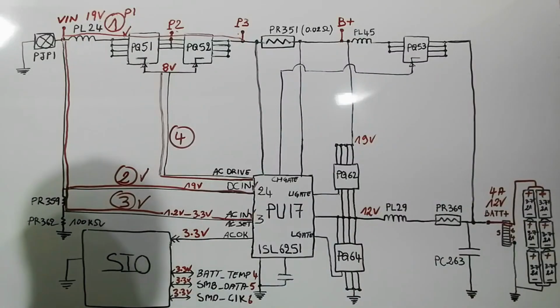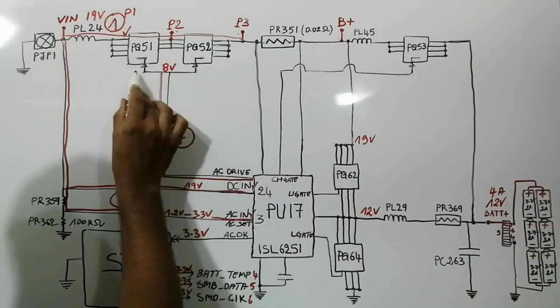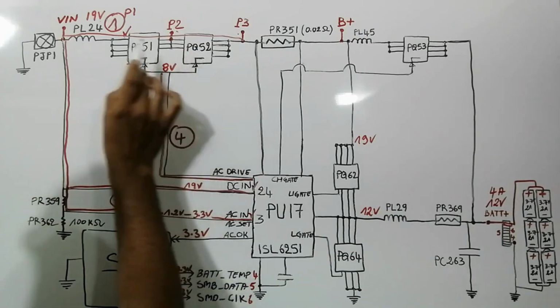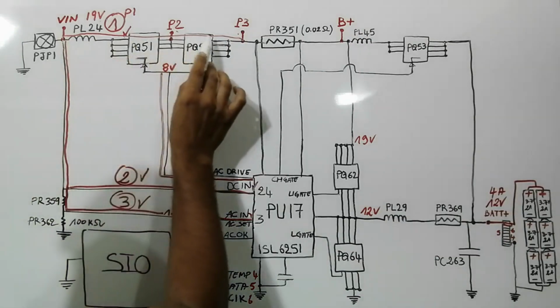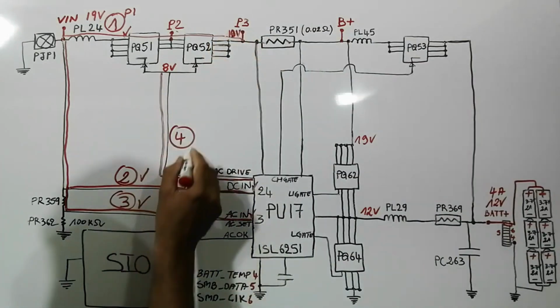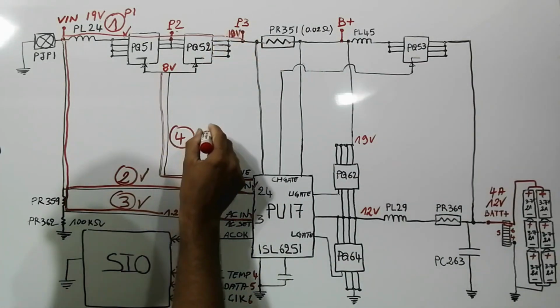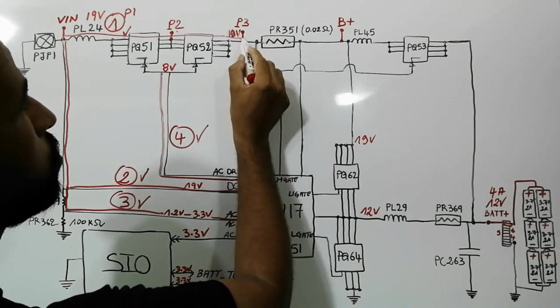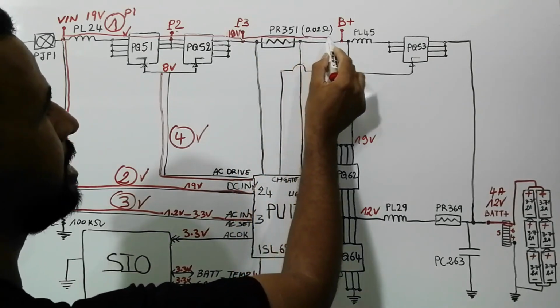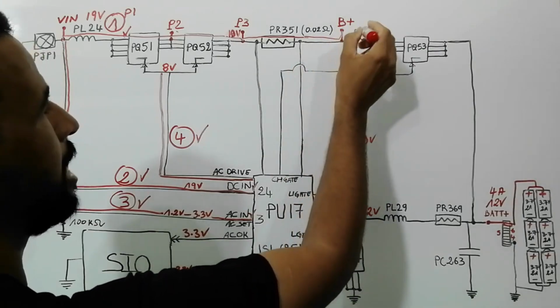So once we find 8 volt in these 2 gates, means these 2 MOSFETs are activated. So a 19 volt will pass here. We will get here 19 volt. So this step also is good. 19 volt also will pass through these current sense resistors, and then we will get B plus.